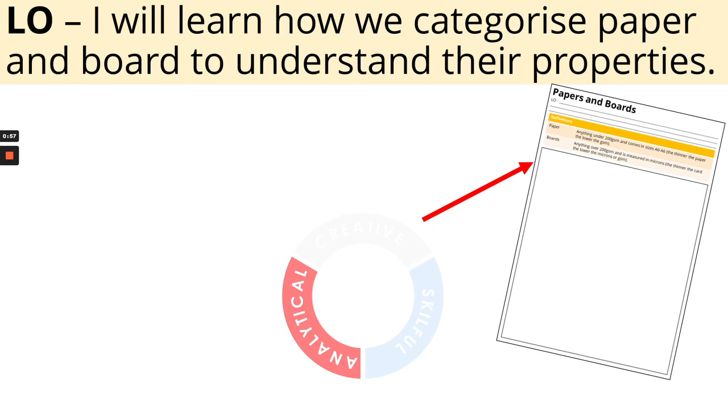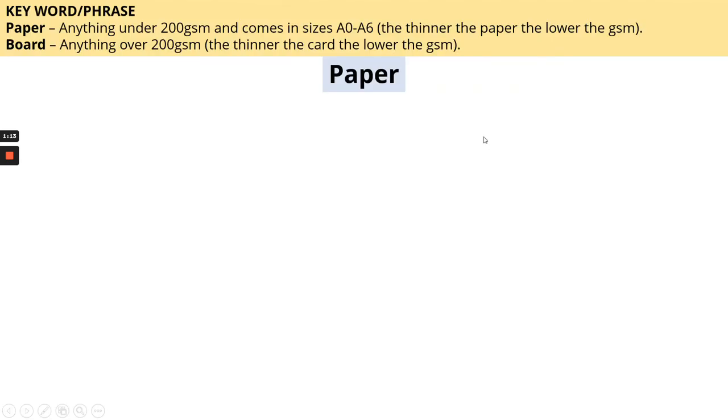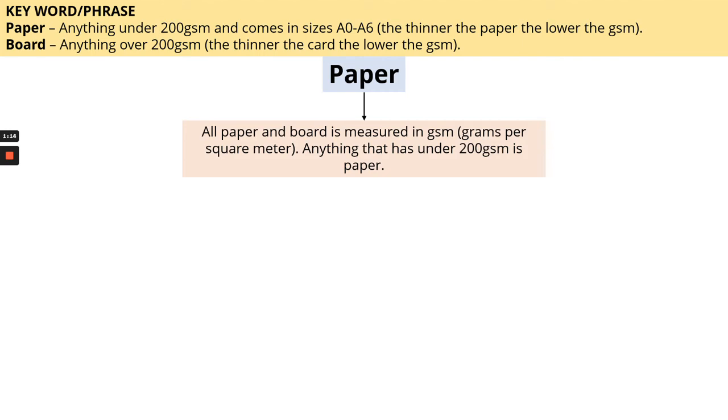Fantastic. So, measured in GSM, that's grams per square meter. The heavier a paper or board is, the higher its GSM, and vice versa. Anything that is under 200 GSM is technically classified as paper and not a board.